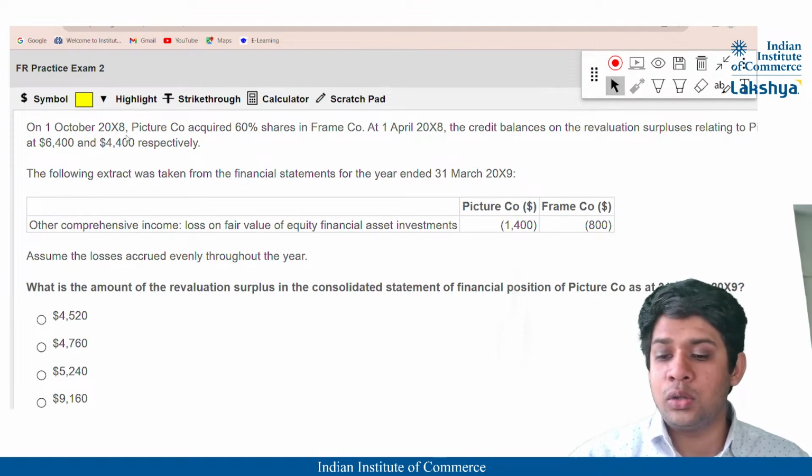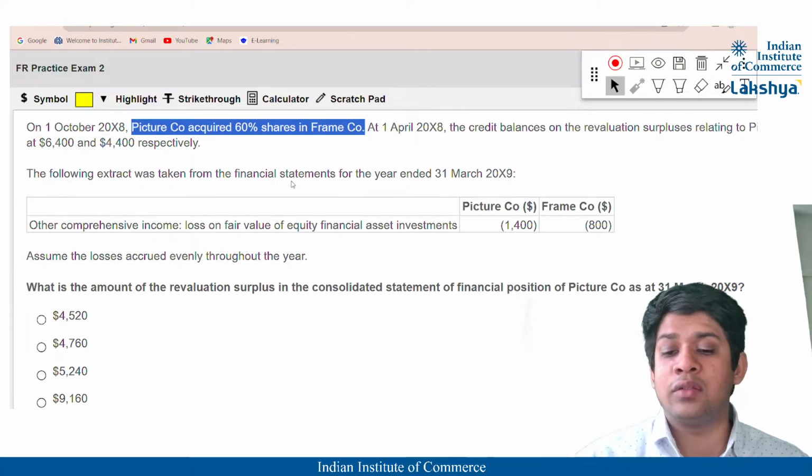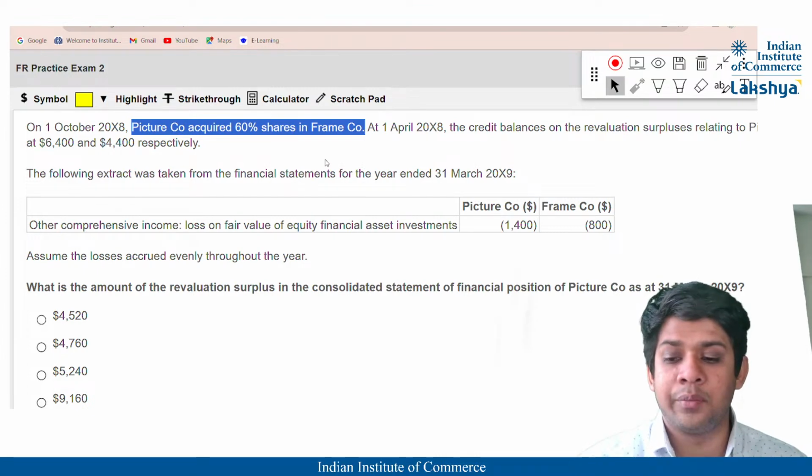On 1st October 2018, Picture Company acquired 60% shares in Frame Company. That means technically they have control over Frame Company because they have acquired more than 50% shares. So, Picture Company is going to be the parent company, whereas Frame Company is going to be the subsidiary company.